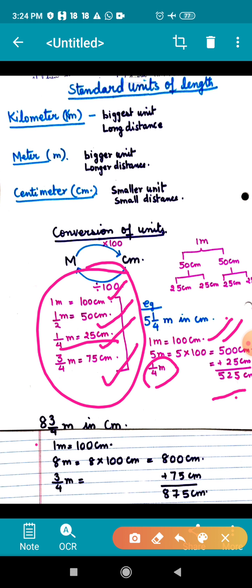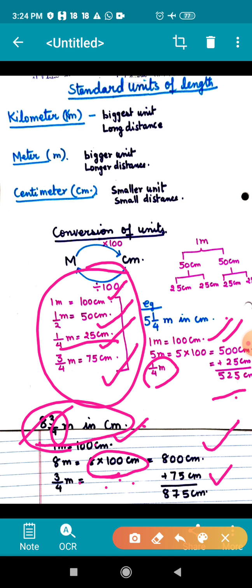Here you can see 8 whole 3 by 4 meter in centimeters. To convert 8 meters into centimeters, you will multiply it by 100, because you all know that 1 meter is equal to 100 centimeters. So when you multiply 8 by 100, it comes to 800. Now 3 by 4 meter is equal to 75 centimeters. So these two are added together and the answer is 875. Okay children.